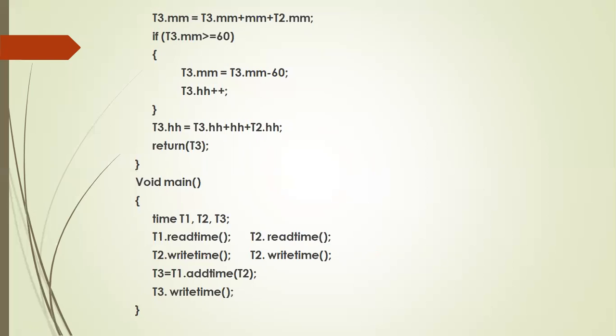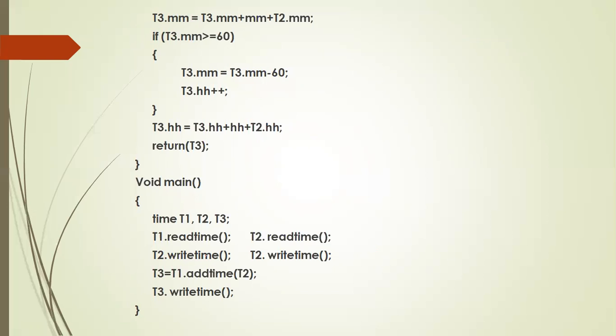plus T2.mm. Then if the minute value is greater than or equal to 60, then subtract 60 from the minute part and increment the hours by 1. Then finally, T3.hh equal to the previous value of T3.hh plus hh, that is T1.hh plus T2.hh. Like, add them. Then finally, you return T3, because the return type is there.